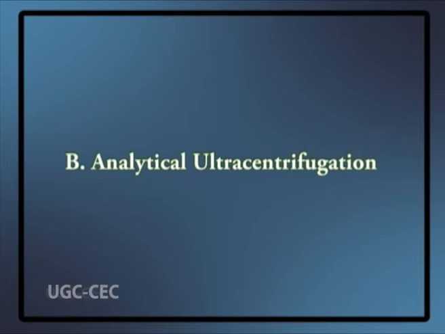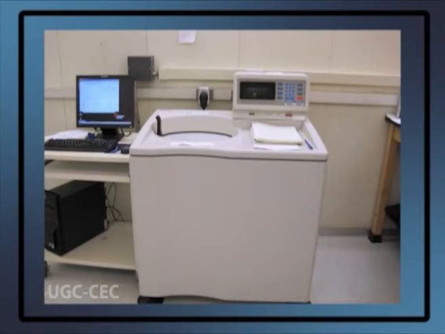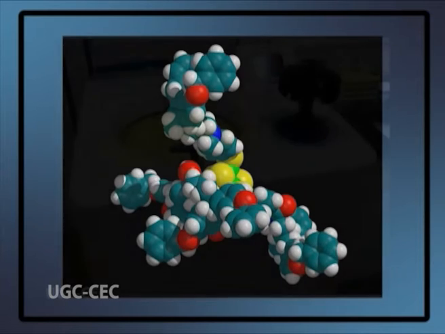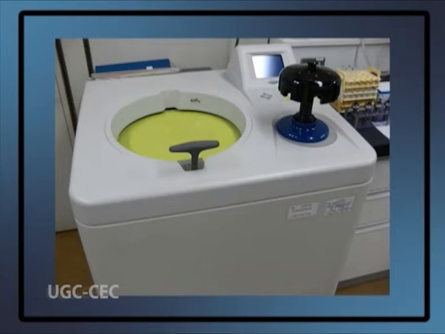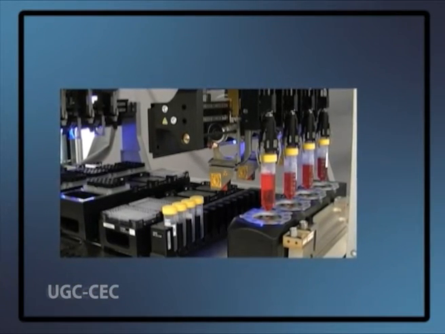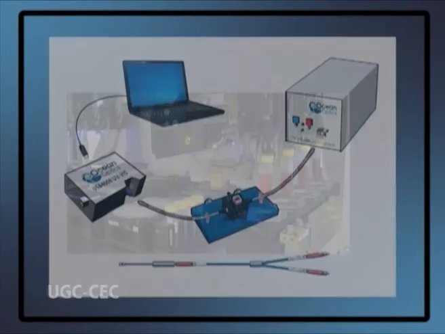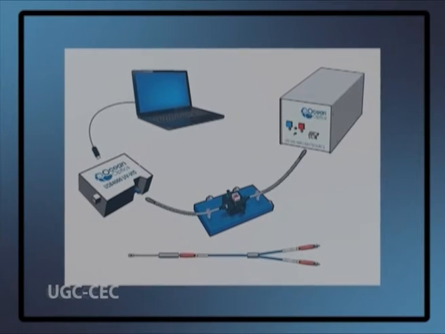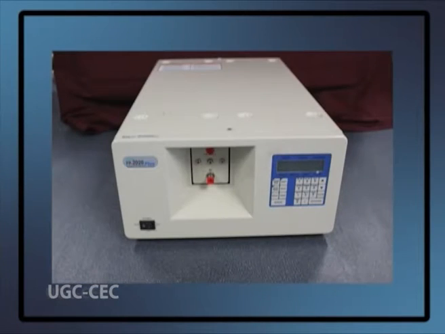B. Analytical ultracentrifugation. Analytical ultracentrifugation is the study of the behavior of macromolecules in solution under the influence of a strong gravitational force. It is a centrifuge with one or several optical detection systems which allow the observation of the fractionation process while the sample is centrifuged. Analytical ultracentrifugation uses either UV absorption optics or a fluorescence detector for detection.